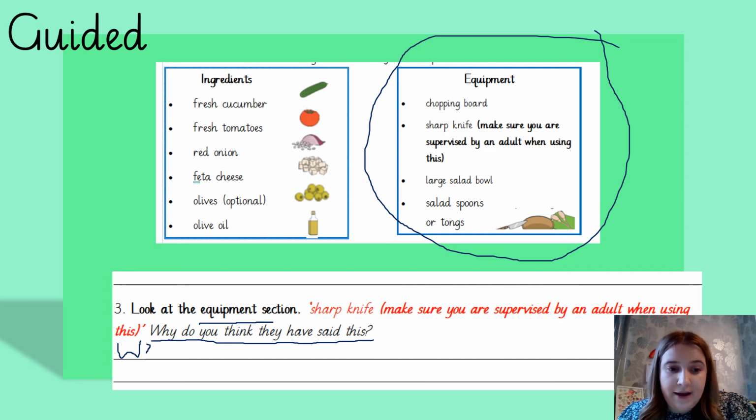I'm going to start my sentence with we, and I'm going to write, we could become hurt when using a sharp knife. We could become hurt when using a sharp knife. That's why it's asking us to be supervised by an adult, isn't it? We could become hurt when we're using a sharp knife. Pause the video and answer the question, and then come back.